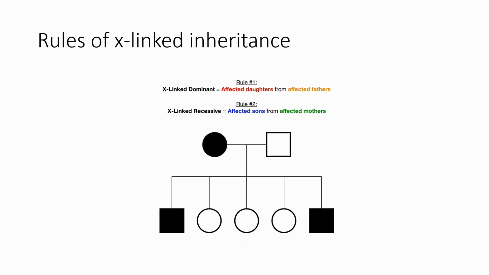When you see something like this, affected female, the male unaffected, and all of their male children affected, immediately you just think of FDD and MSR. In this case, we are talking about MSR, mother to all sons. This is X-linked recessive.